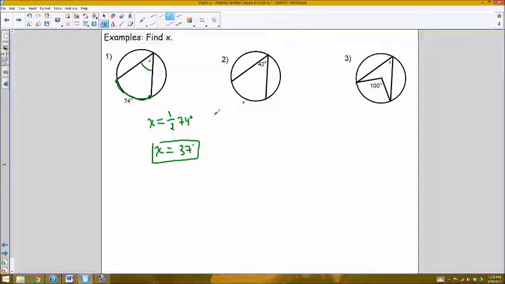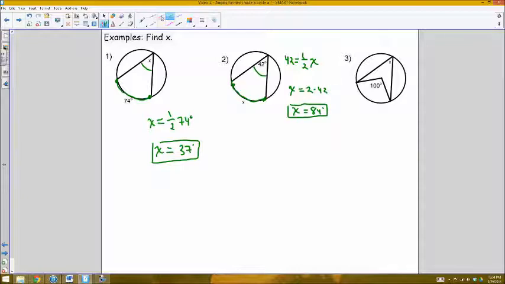So this gives me a way of finding the missing values. Vice versa, if I know the angle is 42, then 42 is 1/2 the intercepted arc, which in this case is x, so that x is 2 times 42, or 84 degrees.